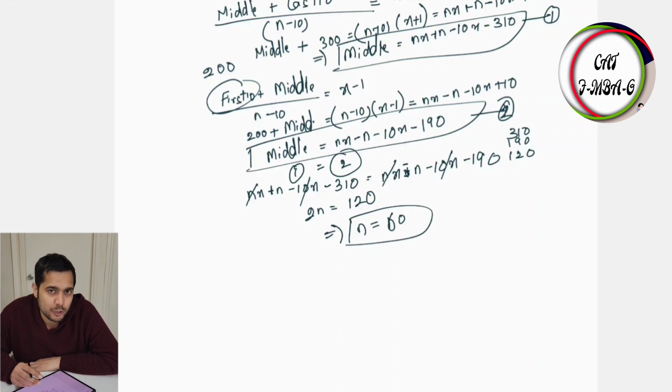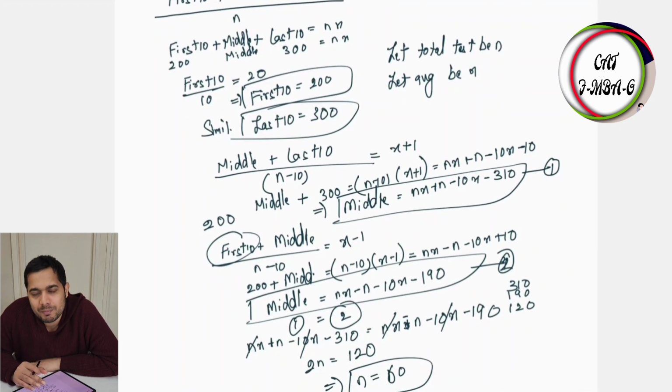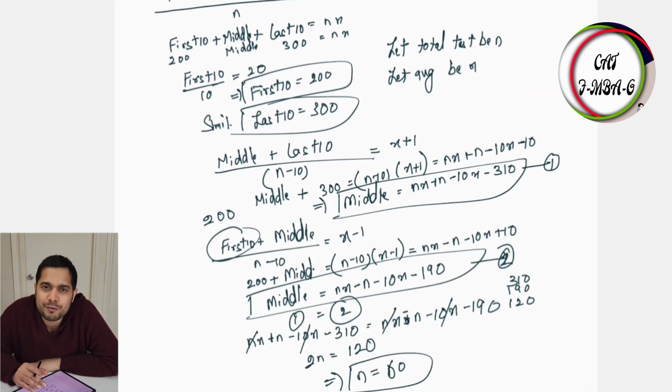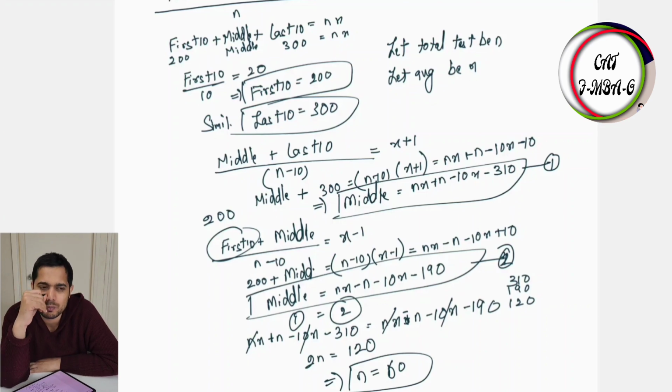I think we can match the option here. Okay, the option is not given, but the answer is 60. So the total number of tests taken is 60. It is fairly a long question. It requires more time to solve. So to clear your concept, this question is very important.